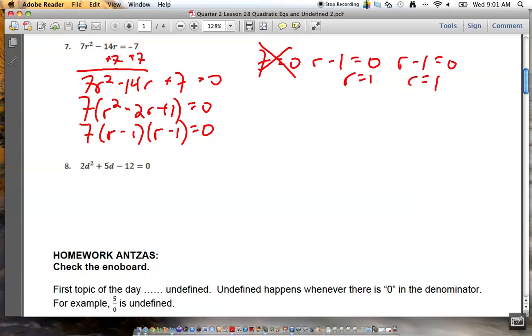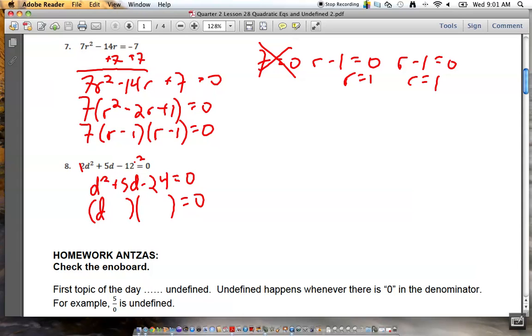We take a look at the last one for the day. 2d squared plus 5d minus 12. Now, is there a common factor? No. Let's pray they get this right. There's no common factor. What do you do? Look for Plan B. Who said plan B? Nicely done. Multiply by 2. d squared plus 5d minus 24 equals 0. Now this I factor.